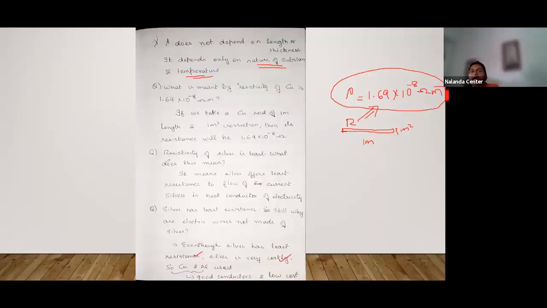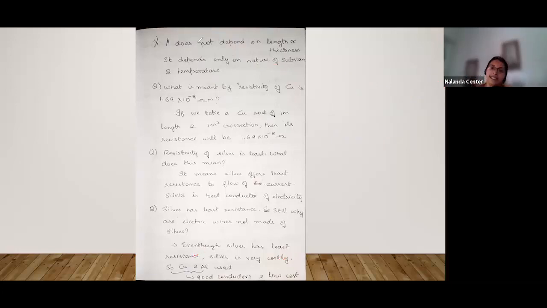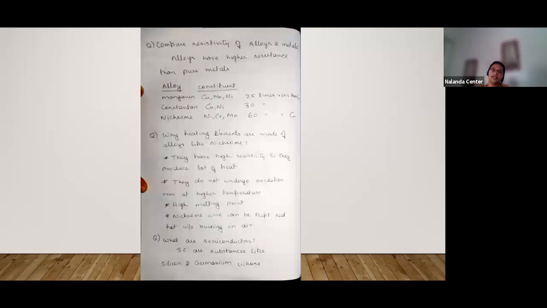What is meant by the fact that the resistivity of silver is least? It means that silver offers least resistance for the flow of current. Silver is the best conductor of electricity. Silver has least resistance. Still, why are electric wires not made with silver? Because silver is very expensive. Copper and aluminum are the next best alternative as far as price and conduction are concerned.